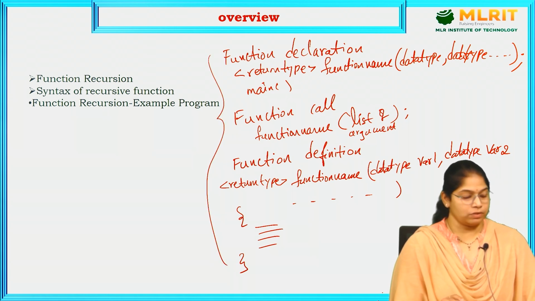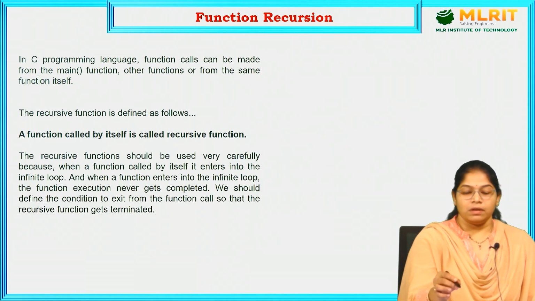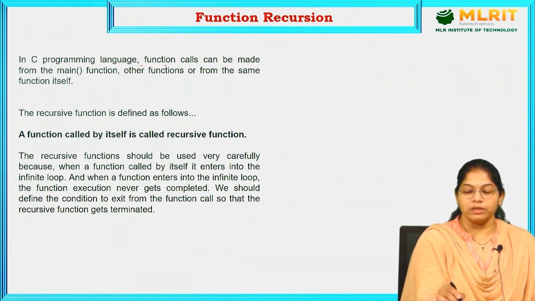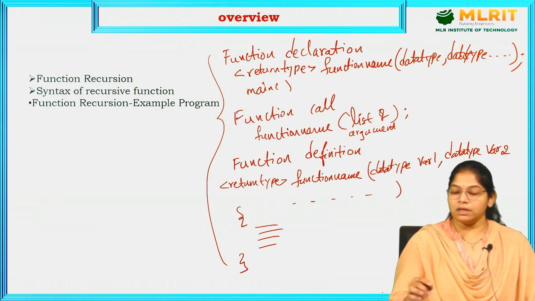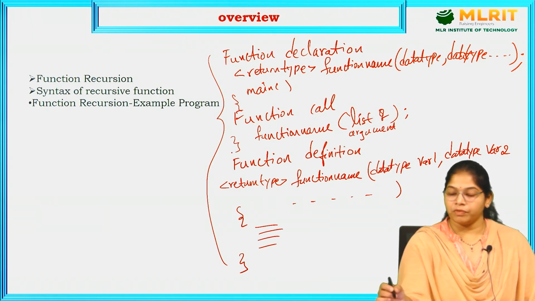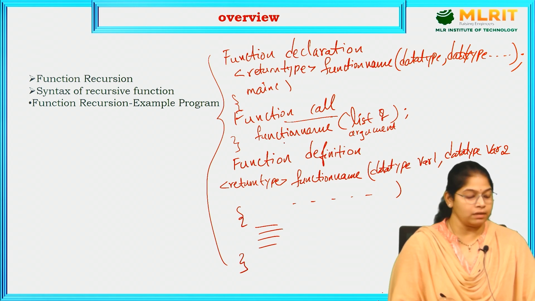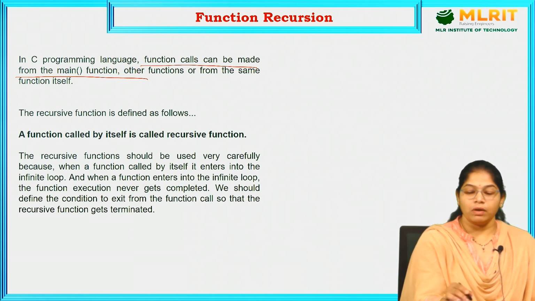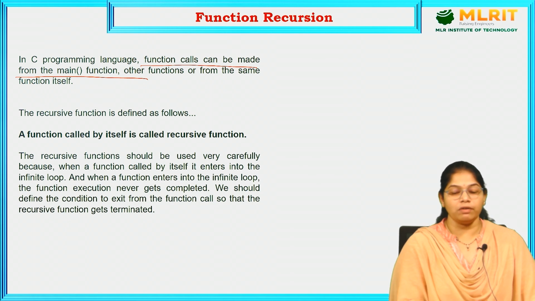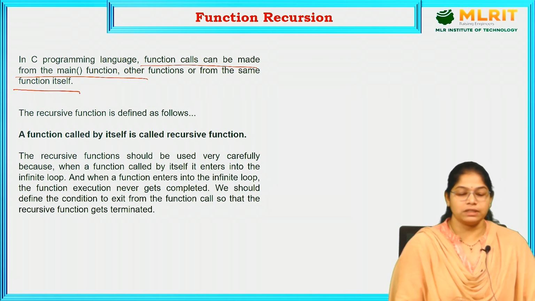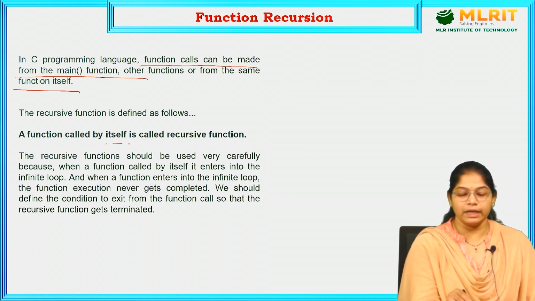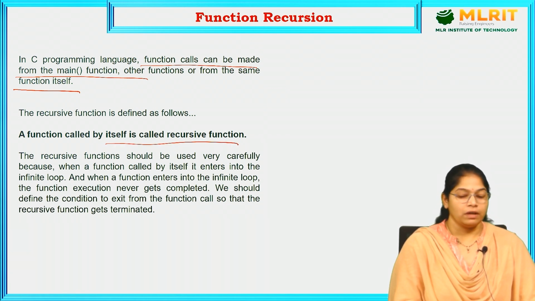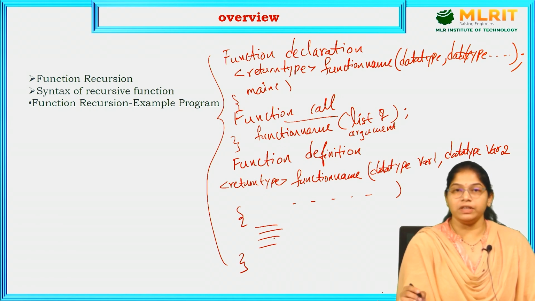Then function recursion. What is a function recursion? In C programming language, a function call can be made from the main function, or other functions, or from the same function. Here we have made a function call inside the main, or we can call the function from another function or from the function itself. The recursive function is defined as follows: a function called by itself is called a recursive function. When a function calls itself, it is called a recursive function.